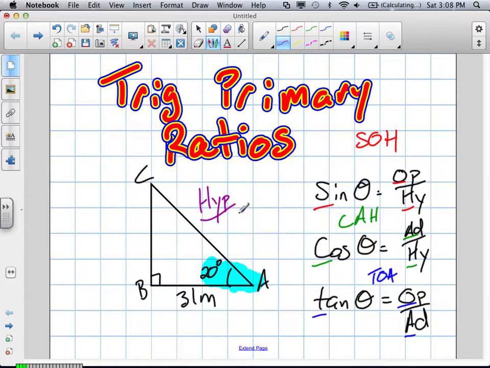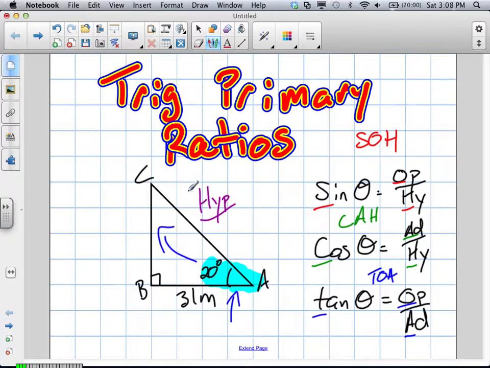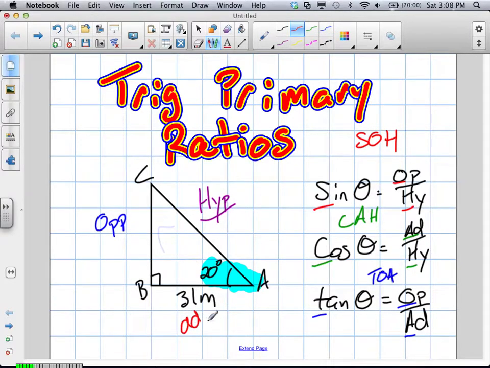The opposite and the adjacent refer to this angle itself. So the opposite is the left side, and the adjacent is on the bottom. Had we been using the other angle, what would the opposite be? The opposite would be where the 31 is. Exactly. So you know how to set them up.